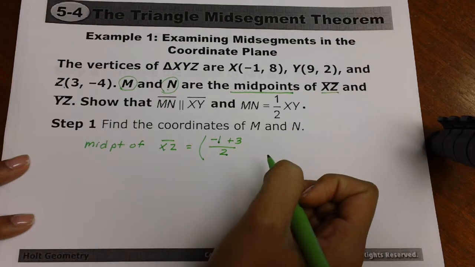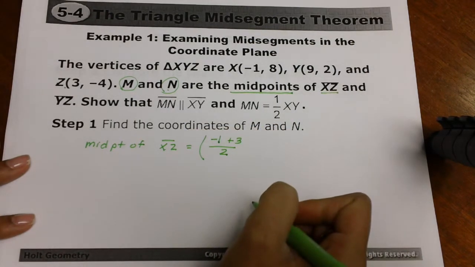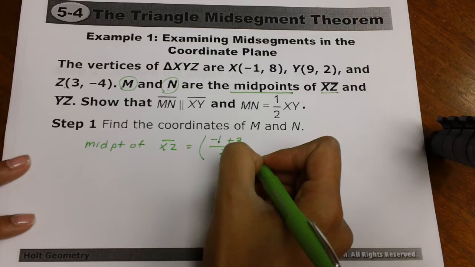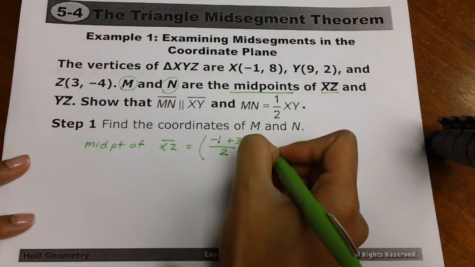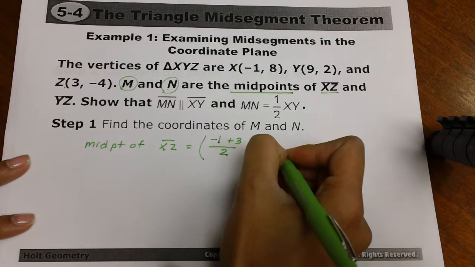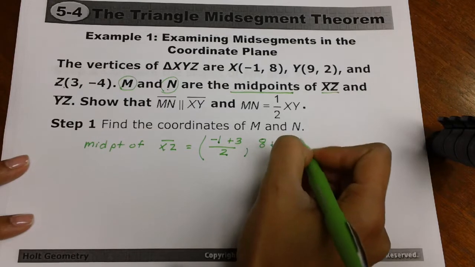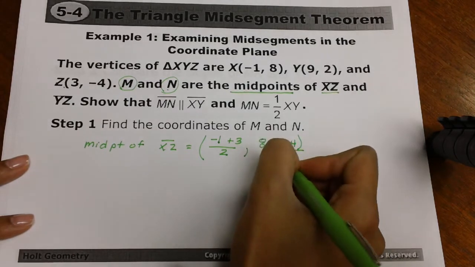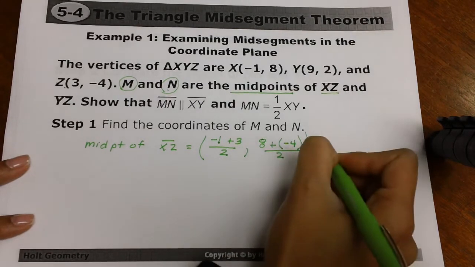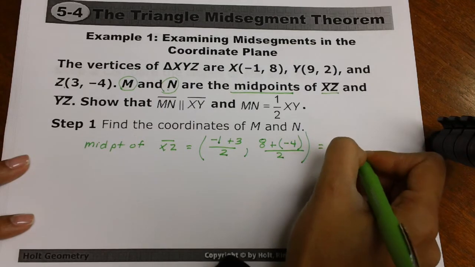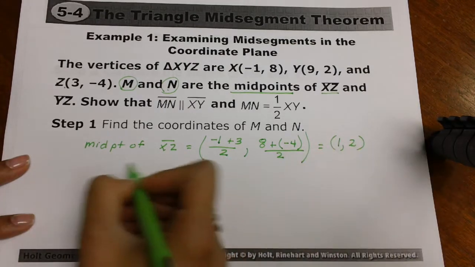And if you want to go ahead and pause the video right now and see if you can finish these two midpoints on your own, I think that would be a good idea. And then the y value is going to be 8 plus -4 over 2. And this should give you (1, 2) as your midpoint.